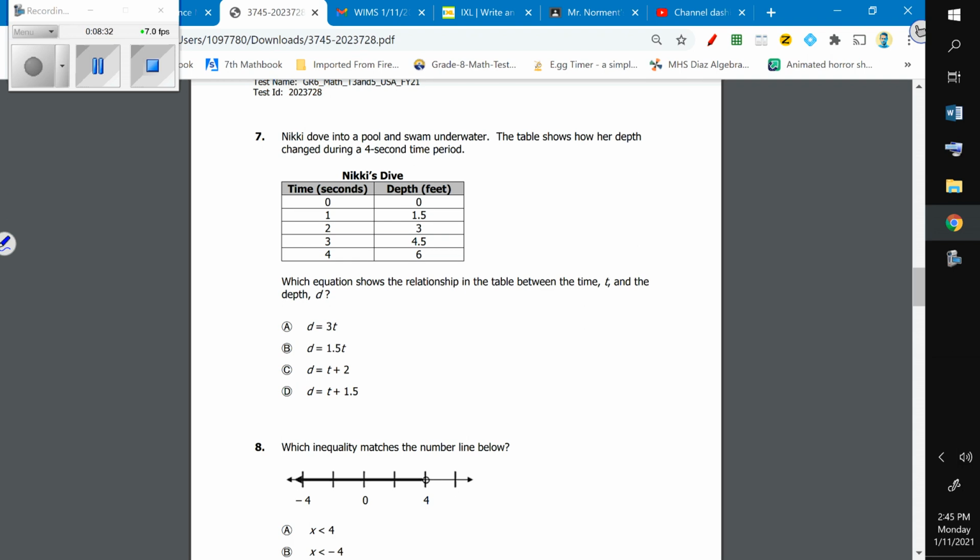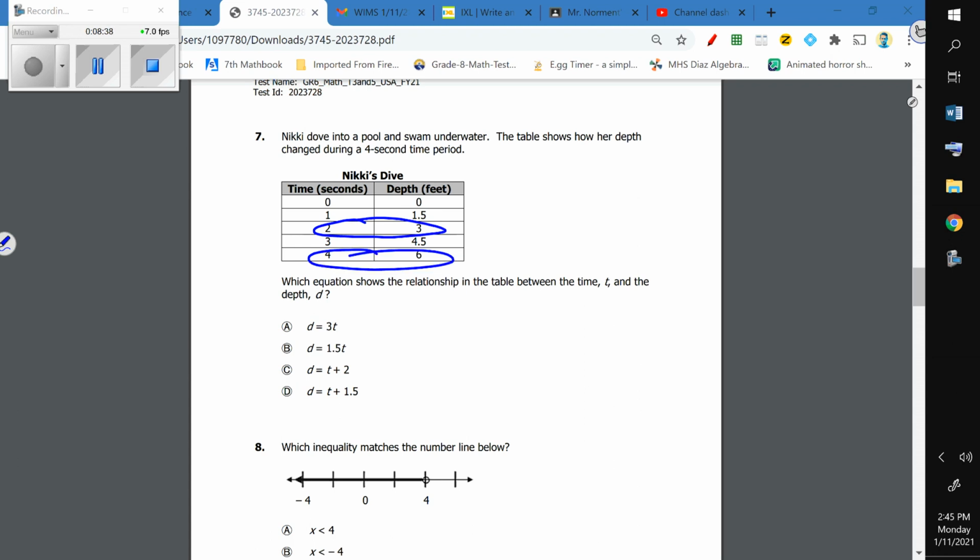And it's as simple as this. Take these two or these two would probably be the easiest because they're whole numbers. So if I take 2 for time, and I make this a 2, does 3 times 2 give me 3? No, it gives me 6. That's not the answer. Let me put it into this one. 2 plus 2 is 4. So D equals, based on C, when time is 2, the distance is 4.